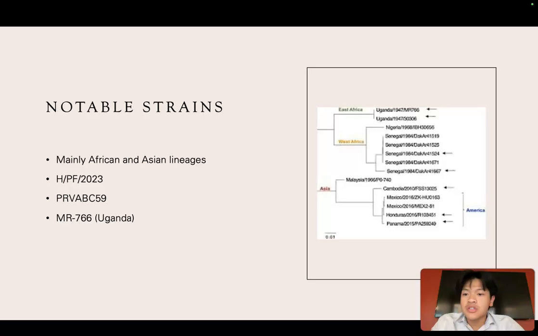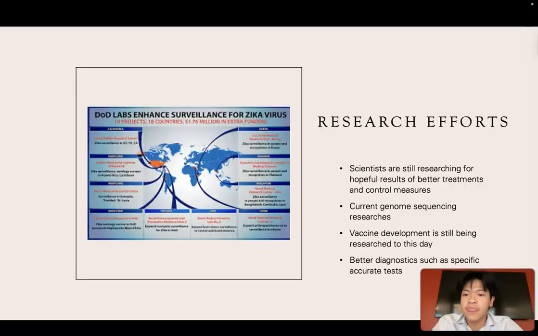And then here's some notable strains as well, mainly African and Asian lineages. The African lineage, which is the original, is generally associated with milder and localized infections, while Asian lineages spread widely across Asia and the Pacific and later on to the Americas as well.